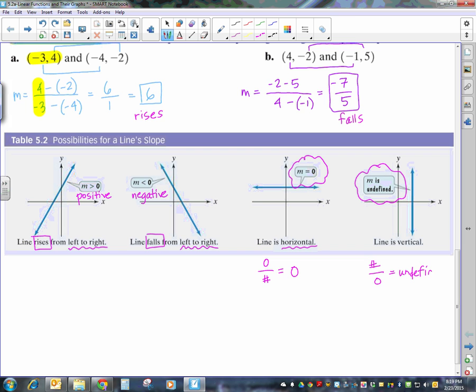The other way to help you remember that is to think of yourself walking. Can you walk along this surface? Yes, you can. Can you walk along this surface? Not very easily. So this one is impossible, undefined. That's a vertical line. This is easy to walk on, so it has a slope of 0. Hopefully that was a review from what you've had before, and let me know if you have any questions.